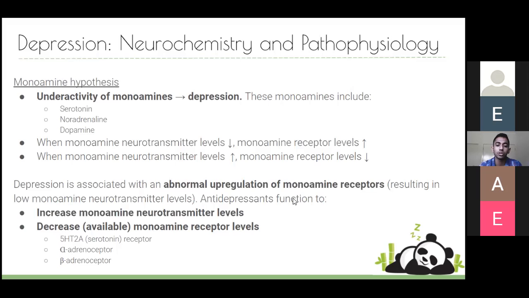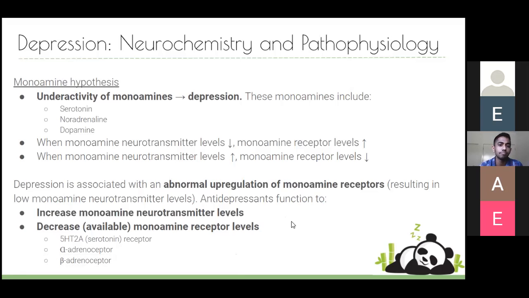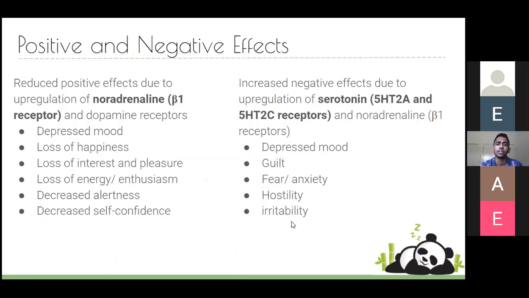And so how are we going to treat our depression? Because we've got too many monoamine receptors, we can either decrease the amount of monoamine receptors we've got going on, or actually increase the monoamine neurotransmitters to indirectly decrease the amount of monoamine receptor levels in our body. And that's going to be how our drugs are working.